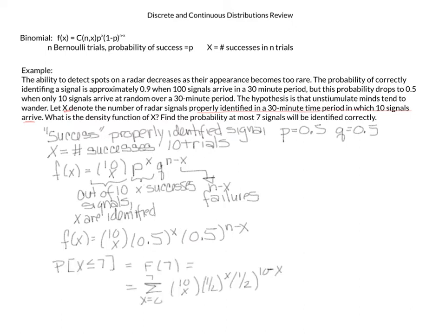And then my last question: find the probability that at most 7 signals will be identified correctly. In other words, the probability that x is less than or equal to 7, which is exactly F of 7. So I can just sum up the probability density function from 0 to 7. I plug in x equals 0, 1, 2, 3, 4, 5, 6, and 7.